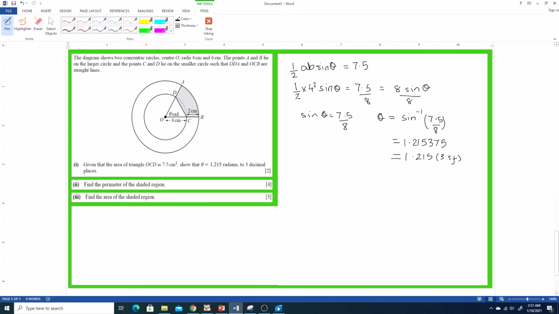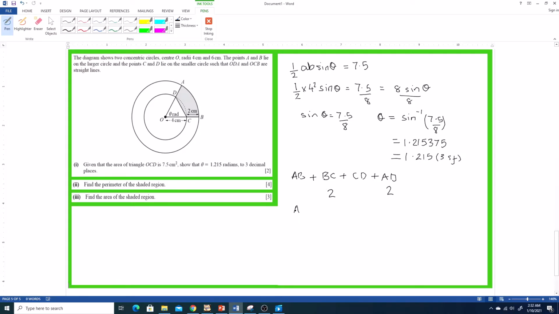First of all, I always like to write out which bits I'm going to get. I need to get AB, I need to get BC, I need to get CD, and I need to get AD. But we already know that AD is 2 centimeters. We know that BC is 2 centimeters. So the ones we need to work out are AB and CD. Let's work out AB first.